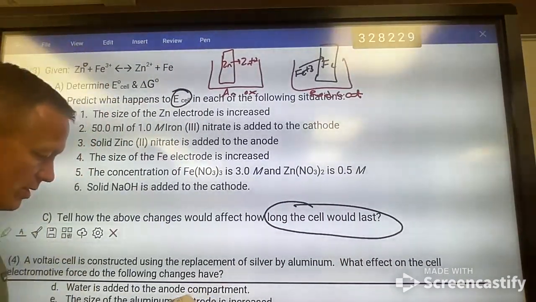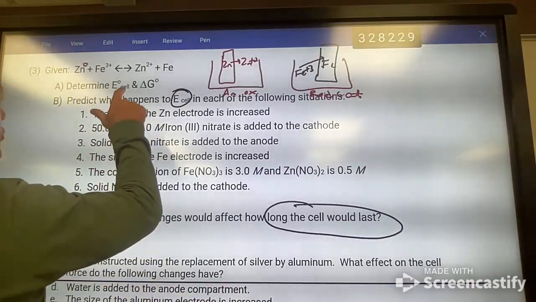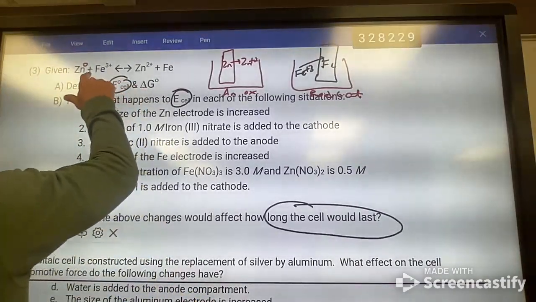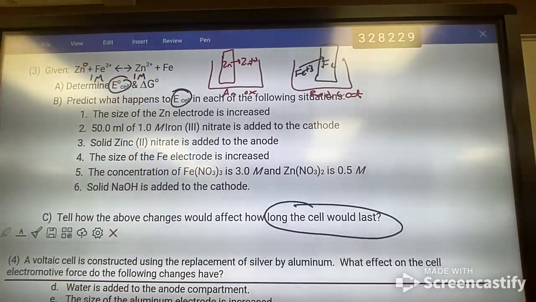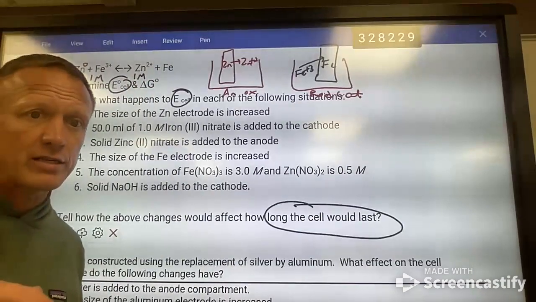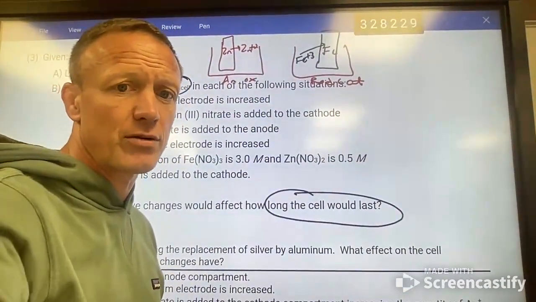So remember, standard means these are 1 molar to start with. So at standard, your cell potential is when those are 1 molar. So if we change those molarities, that will change the potential of the cell.